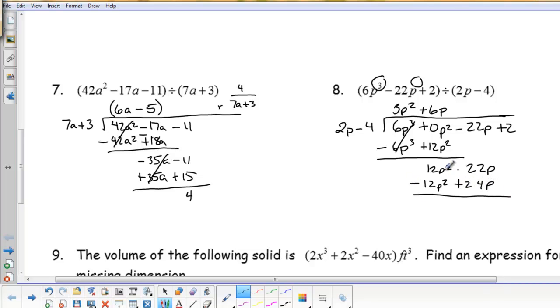Draw your lines, change your signs, your check is still in place, so that's going to be 2p plus 2. And now I'm going to determine that the answer is 1. 2p makes 2p by multiplying by 1, so I get 2p minus 4. Draw the line, change your signs, and I get 6 as my remainder. The answer is 3p squared plus 6p plus 1, remainder 6 over 2p minus 4.